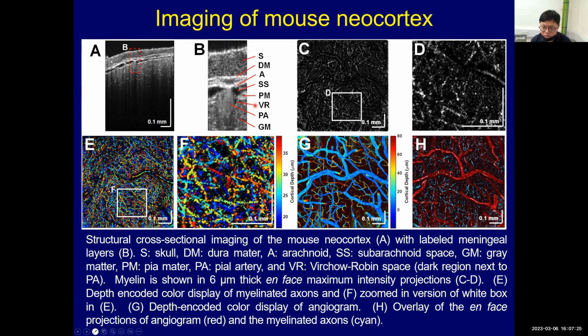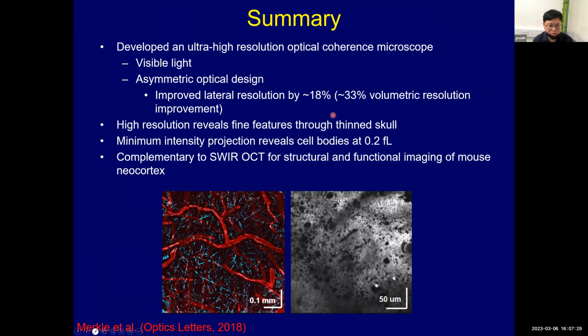Another quick summary of visible light OCT. We demonstrated that using visible light, we can push the resolution to be very high. And with the asymmetric optical design, we can maximize the detection of the light without sacrificing the transverse resolution.